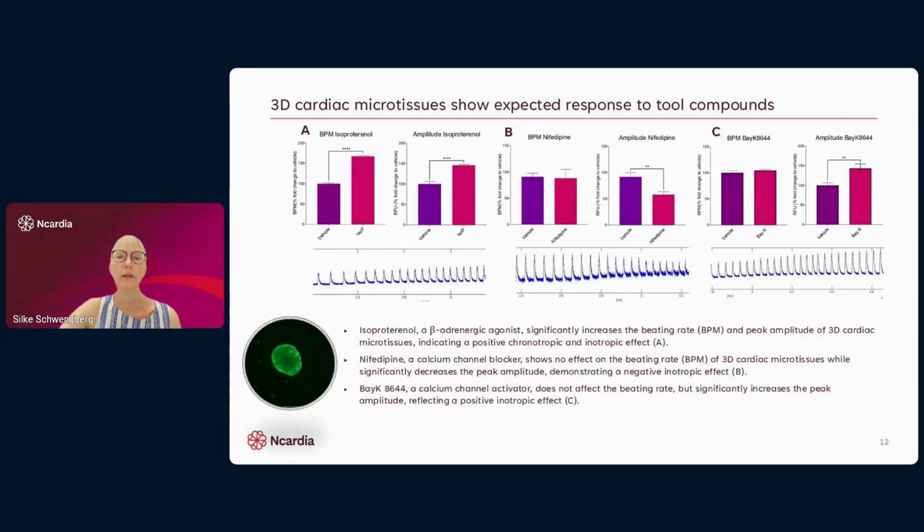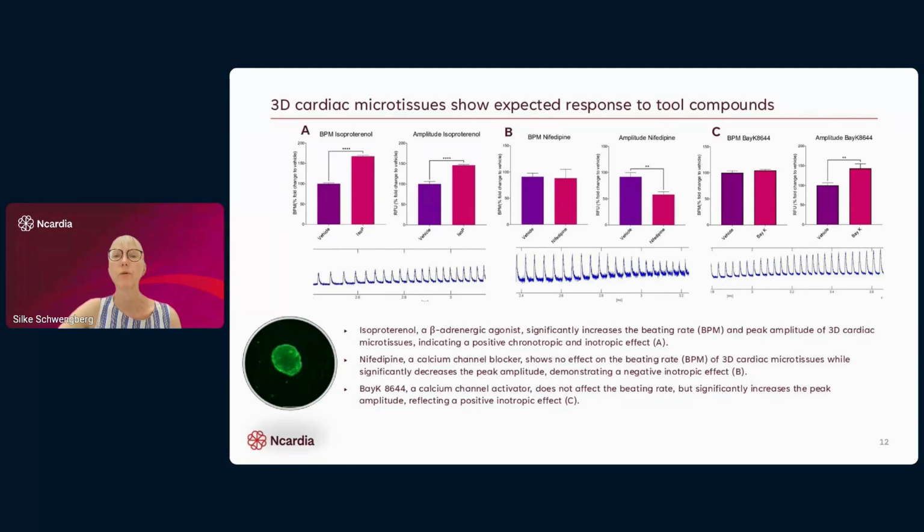So when we set up the assays, we also challenged the microtissues with a couple of tool compounds. In this case, we used isoprenaline, nifedipine, and then BK8644. And what you can see here is that, as expected, with isoprenaline, you do see an increase in the beat rate. And this here is just the calculation out of that. So you see that's highly statistically significant. And if you look here at the original trace, you can easily see that after injecting the compound, indeed, the beat rate is increased, or you have more peaks in the same time frame.